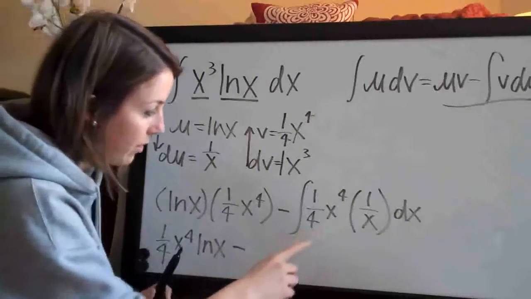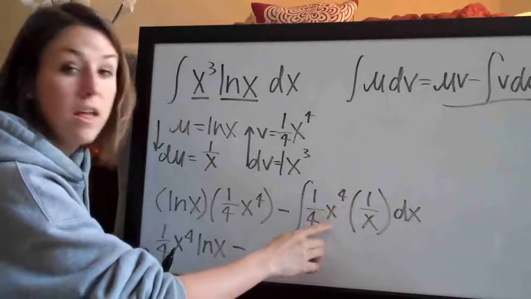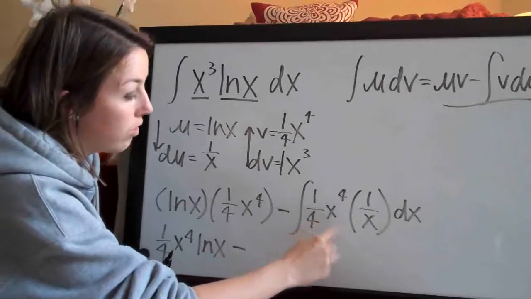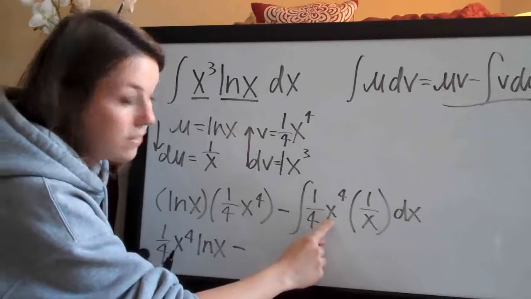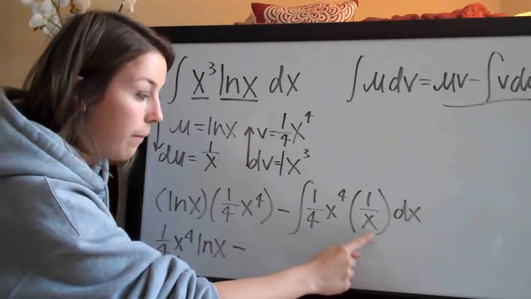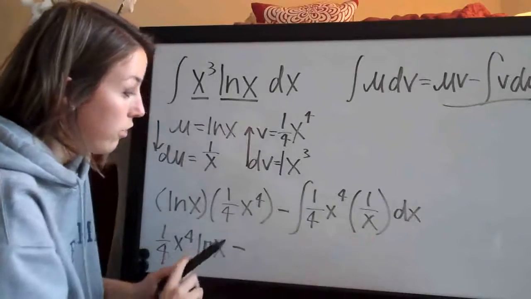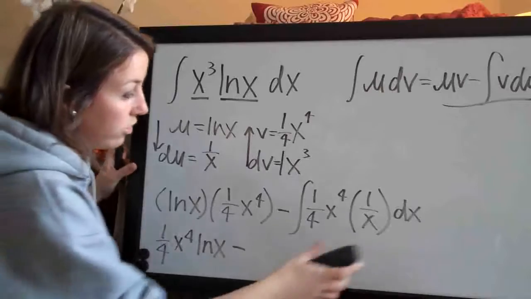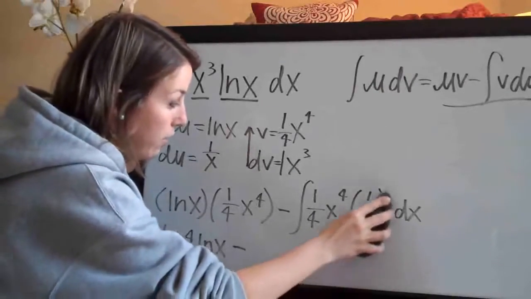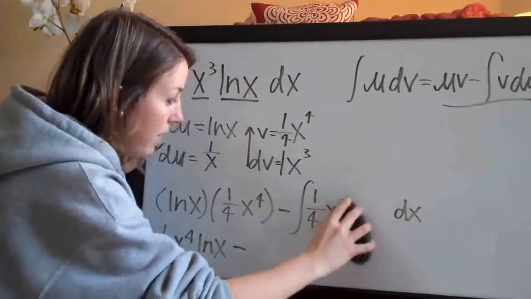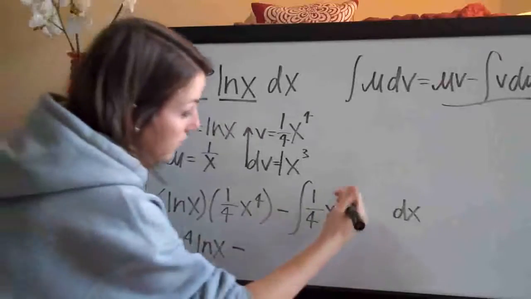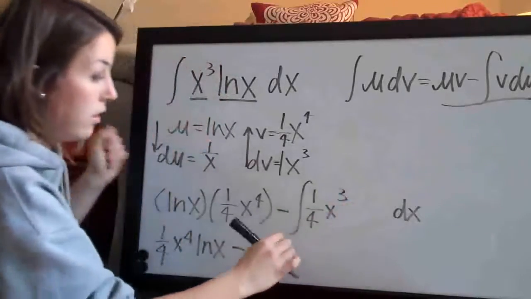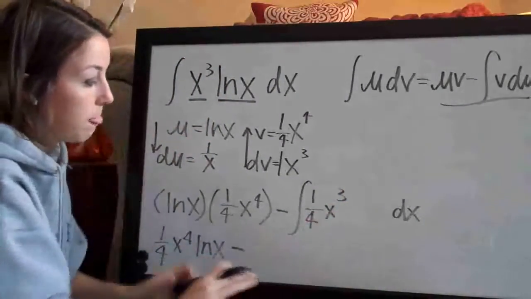To save some space, I'm going to go ahead and simplify in place here. This part, we've got x to the 4th on the top in the numerator and x on the bottom in the denominator. So this whole thing is going to become x to the 3rd because one of those x's is going to cancel, right? So we have 1/4 x to the 3rd.